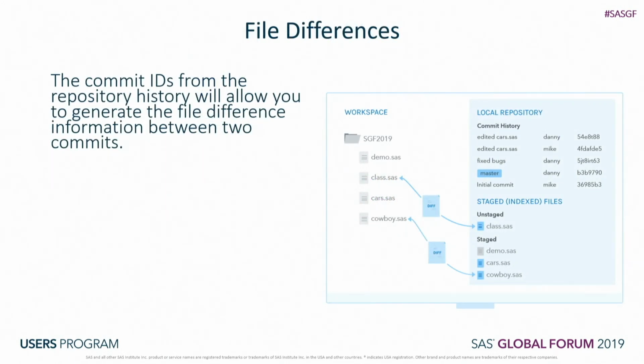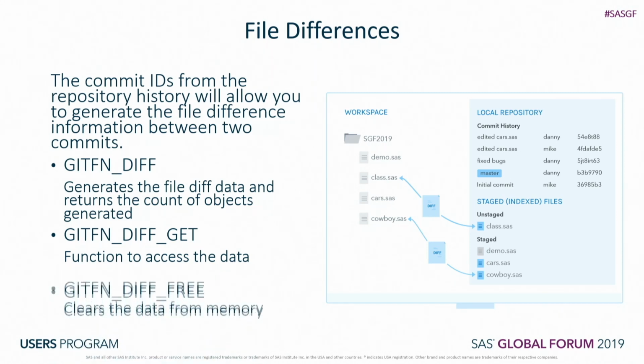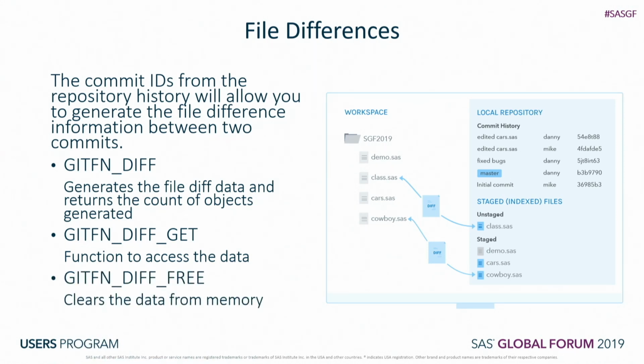File differences: you need to have 2 commit IDs to be able to generate file differences between the commits. You have the diff function, which again generates the amount of diff objects. The diff get function allows you to access the properties, and there are 3 properties for each diff object: the file path, the diff content, and the diff type, which is the status of the file when it was committed. And then again, the diff free function to free the memory.